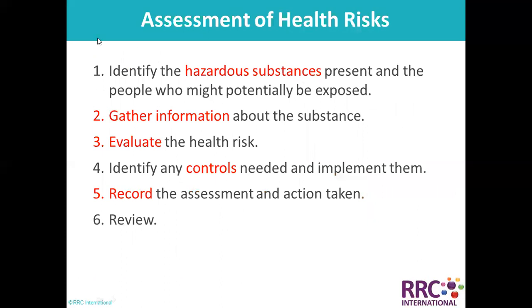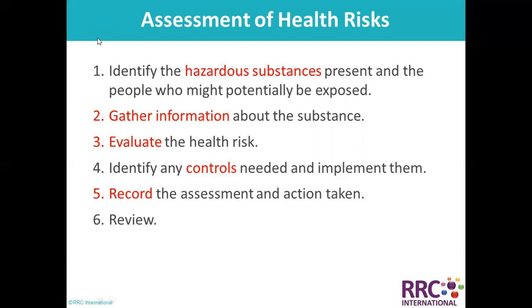Now, how are we going to assess the health risk? We can follow 6 steps. Number 1 is to prepare the list of hazardous substances. That means we have to identify how many hazardous substances are present in our company, especially process to process, area-wise, all need to be identified.